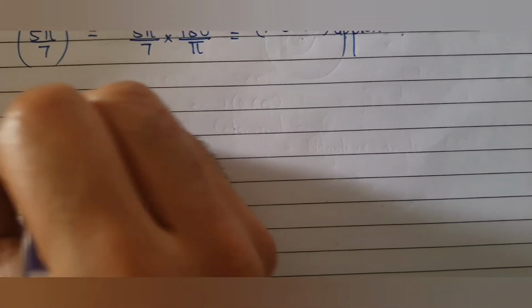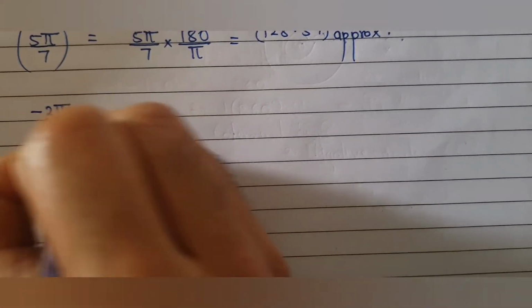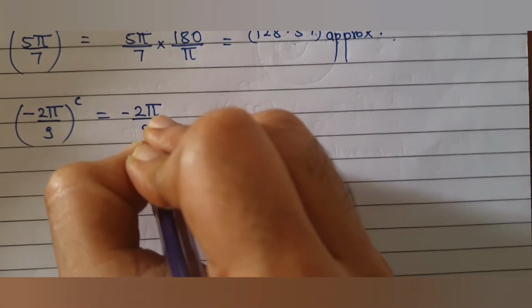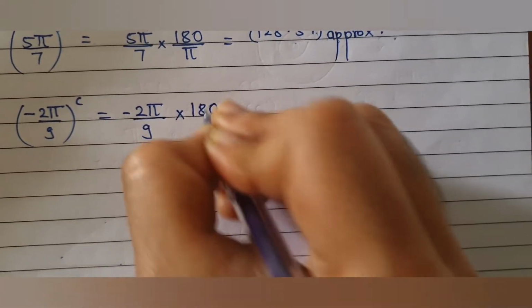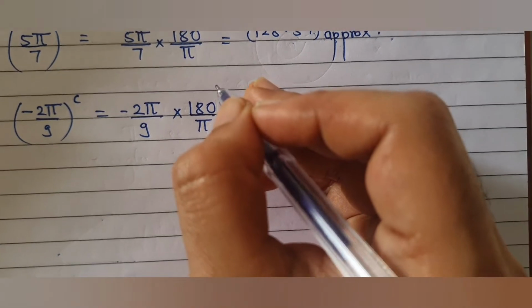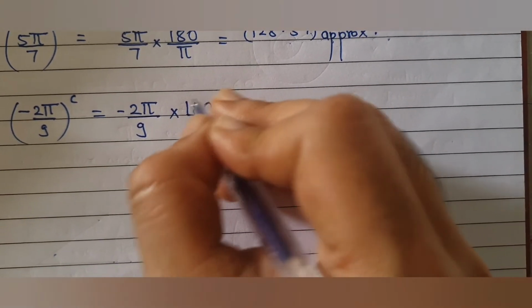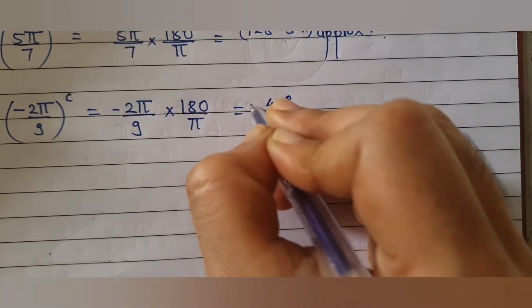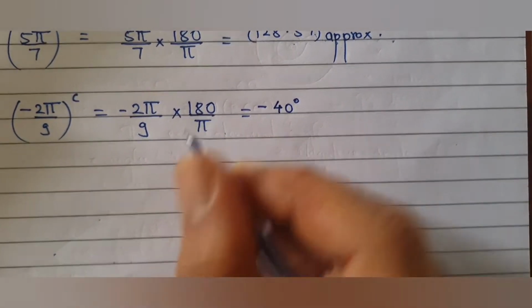Now our next sum is 2 pi by 9 radian, that will be equal to negative of 2 pi by 9 into 180 by pi. Therefore 9 ones are 9 and 9 twos are 18, and then again 2 into 2, that is equal to 4. Therefore 40 degrees, with a negative sign.